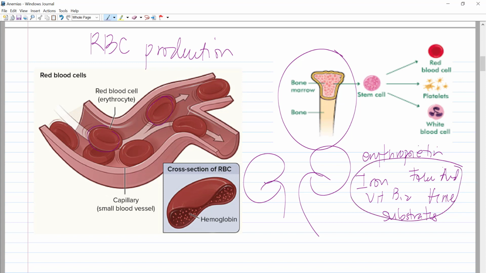So any alteration of any of these substrates, let's say a deficiency in iron, vitamin B12, folic acid, or heme, can directly affect RBC production. That's why your patient can have anemia. Now, if your patient has any kidney disorders, let's say chronic kidney disease, renal insufficiency, anything related to the kidneys, it can again lead later on to anemia. Okay?